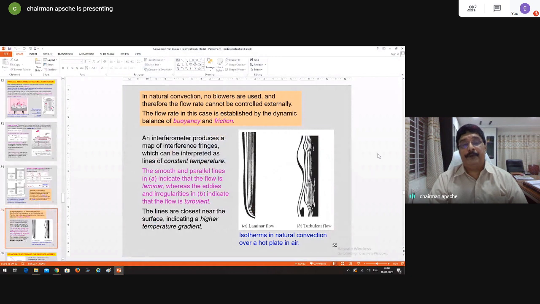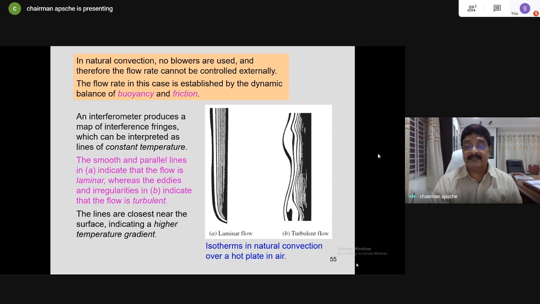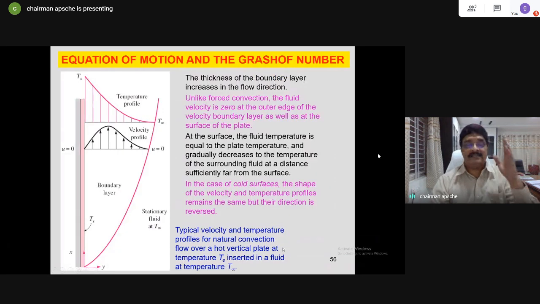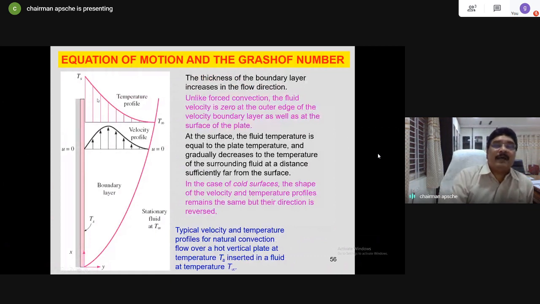An interferometer produces a map of interference fringes which can be interpreted as lines of constant temperature. So an interferometer or any such device can be used to visualize the fluid flow or the temperature profiles. These are very advanced instrumentation, and I don't want to discuss it right now. Isotherms means constant temperature lines. This is what I have explained to you, the temperature profile and the velocity profile.